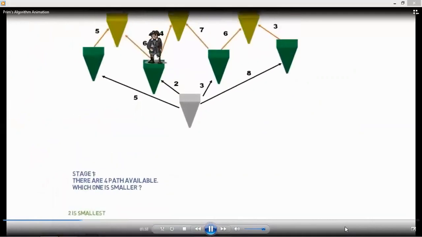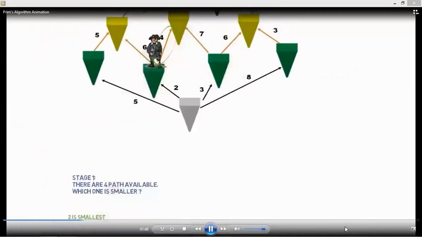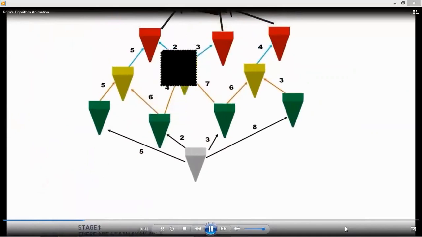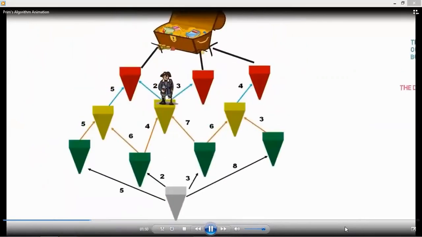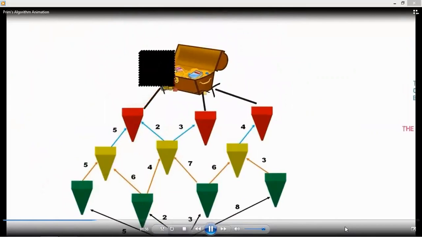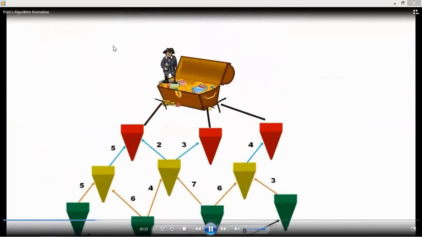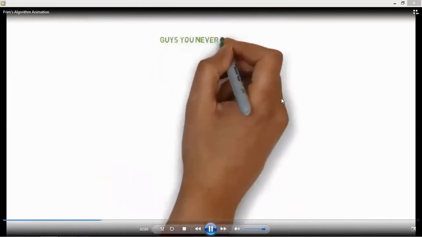Next, again from stage 2 there are 2 paths, 4 and 6, but the smallest path is 4. So again he jumps up. From stage 3 again there are 2 possibilities, 2 and 3. Again he chooses the path 2. At last he reached the treasure. This is one of the examples.